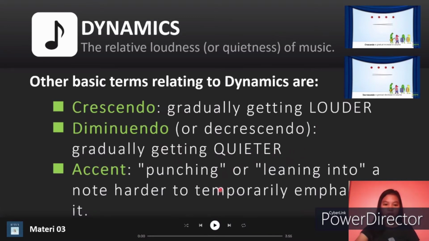Well, dito naman sa accent, it is a default marking na ginagamit ng mga composers or arrangers to indicate a strong emphasis on a note. So, pakinggan natin kung ano nga ba yung difference ng crescendo sa decrescendo.